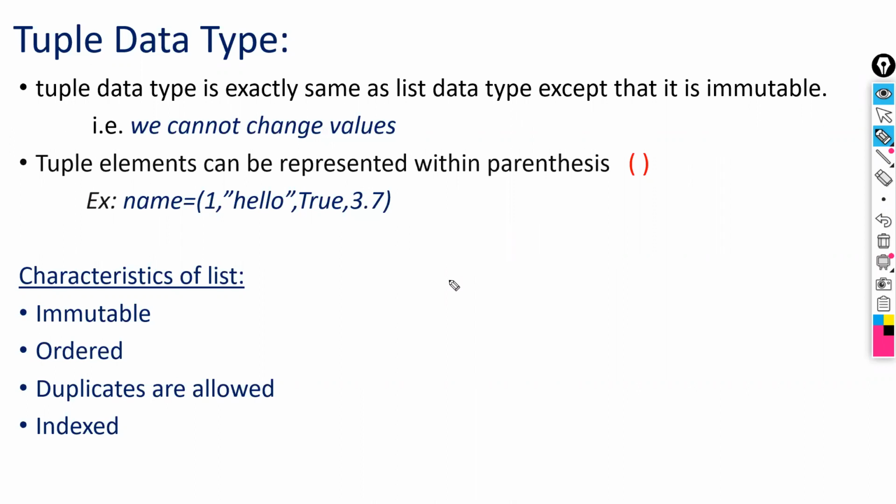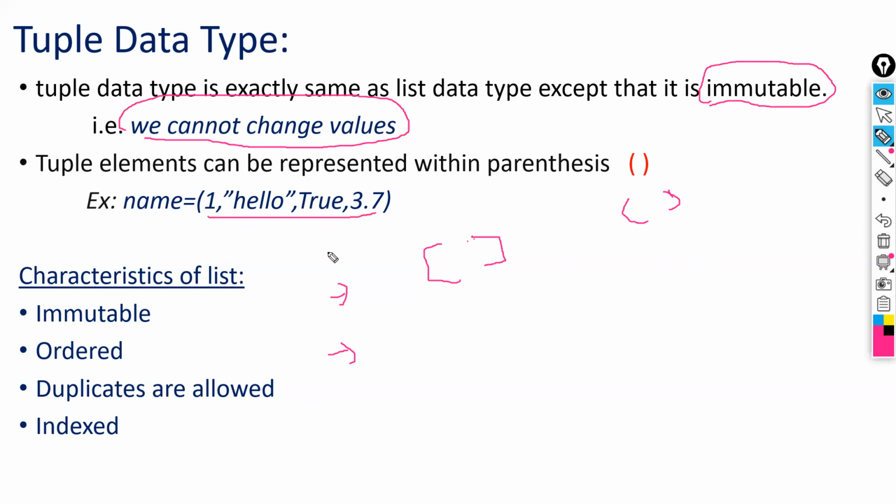So just listen carefully. Now, a list is represented with square brackets. Tuples are represented with round brackets or parentheses. This is the one difference. And the second difference is the most important: it is immutable. It means we cannot change values after representing them in a tuple.